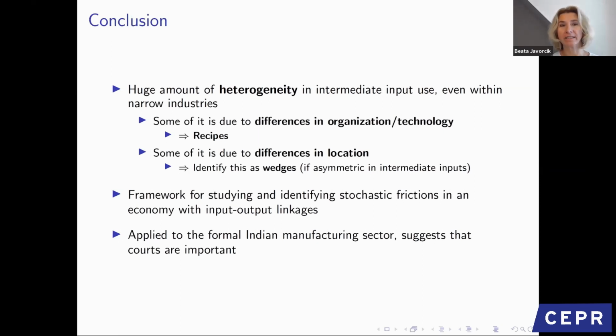So Dan thinks that another identifying assumption is that the slowness of courts is not correlated with other factors that matter for input mix choices.